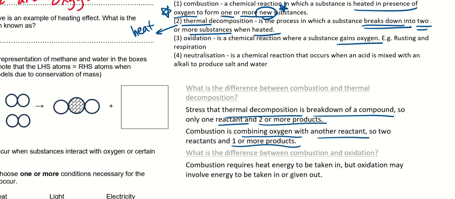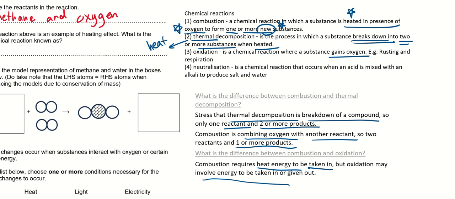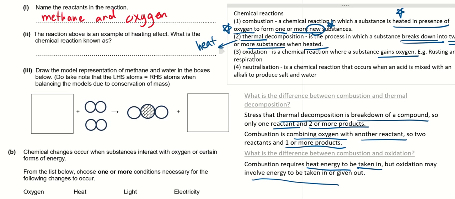Then what is the difference between combustion and oxidation? Combustion requires heat energy to be taken in, but oxidation may involve energy being taken in or given out. Or you can just memorize that the examples of oxidation will be rusting and respiration. For respiration, it is a process whereby our body breaks down food into energy. So energy is therefore given out. But combustion only requires heat energy to be taken in. There must be heat energy.